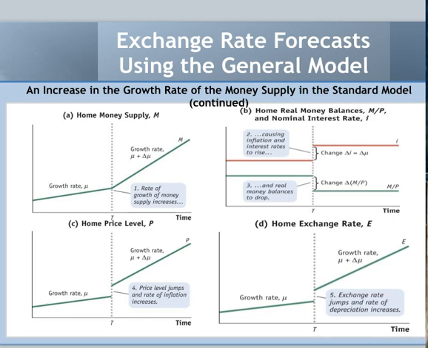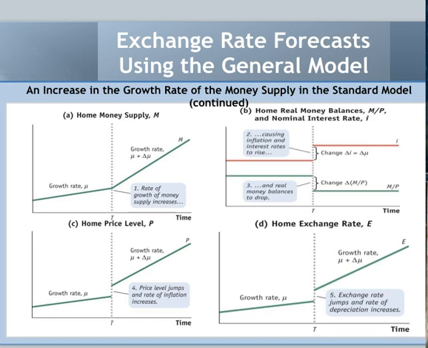Well, this is interesting because if M over P has fallen, and we know that the rate of growth of the money supply is increasing, that means that M is increasing, so obviously P must change as well. Notice what happens to P. The price level actually jumps and the rate of inflation increases. So not only do we have to get a jump in the price level itself as a result of the increase in the money supply, we're also going to have to account for the rate of inflation increasing as well.